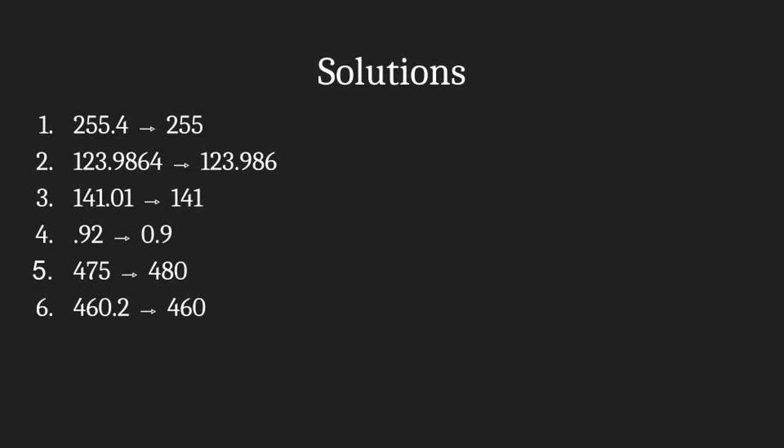For question 4, we had to round to 1 significant figure, so we got 0.9. For question 5, we had to round to 2 significant figures, so that gives us 480. And for question 6, we had to round to 2 significant figures, which gave us 460.